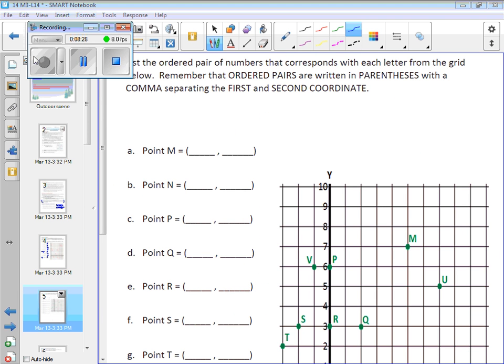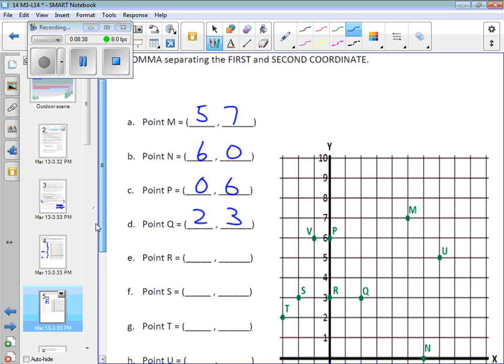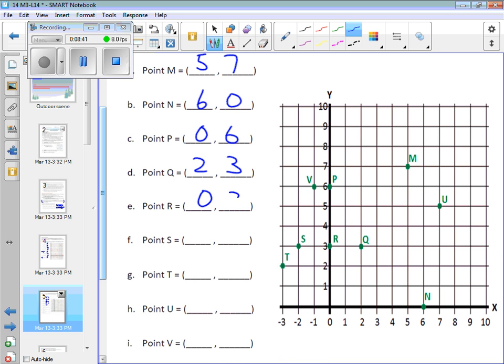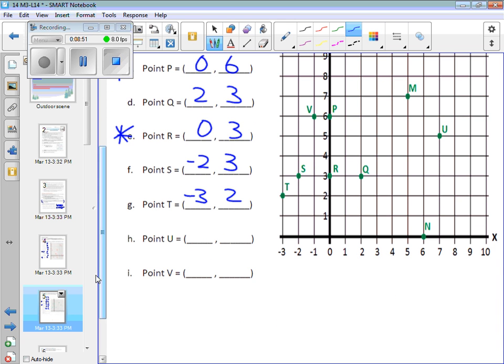I'm going to go through this quickly. If you have any questions, let me know. 5, 7, 6, 0, 0, 6, 2, 3, 0, 3. Be careful with this one also. Neg 2, pos 3, neg 3, pos 2. 7, 5, neg 1, 6. All right, I'll give some tickets out. Ready?